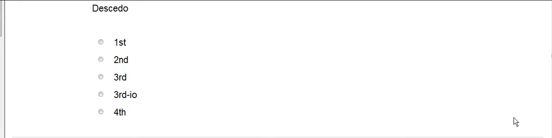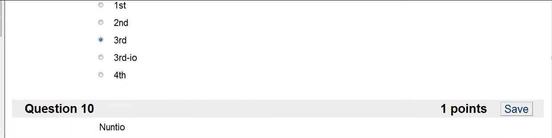Disceto. Recognize that this is a compound of keto. Keto is third. Sometimes if you know your compounds, it will make things a little easier.